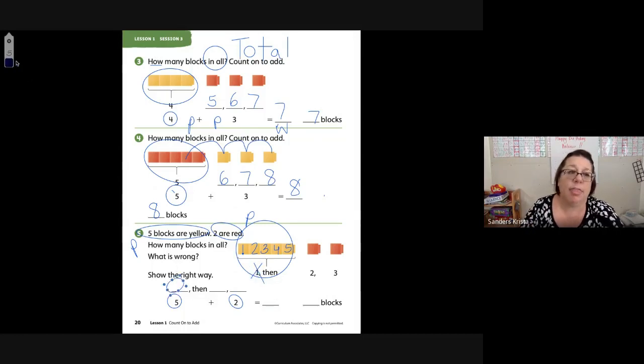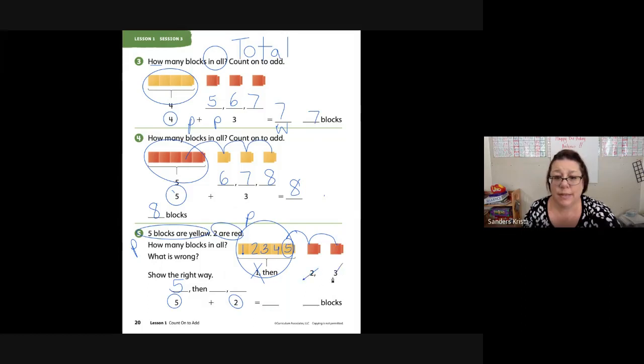5, then 2, 3. No, I did have to add 2 more blocks, 1, 2, right? But what comes after 5? I have to count on, right? 5, because there's 5 altogether. 6, 7. So what is my total? 5, then 6, then 7. 5 plus 2 equals 7. There are 7 total blocks.